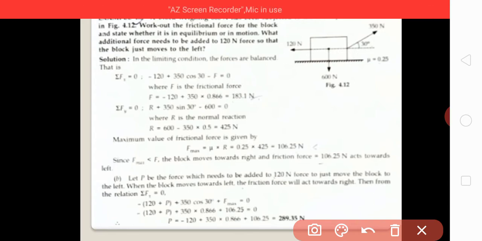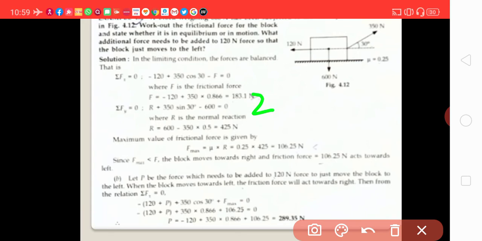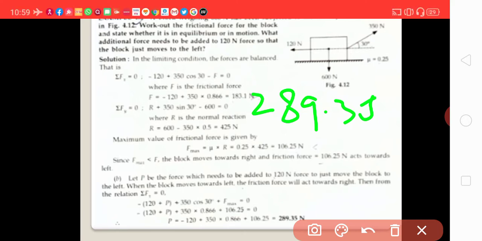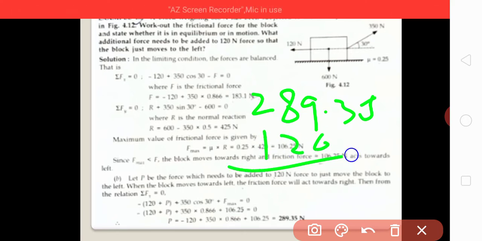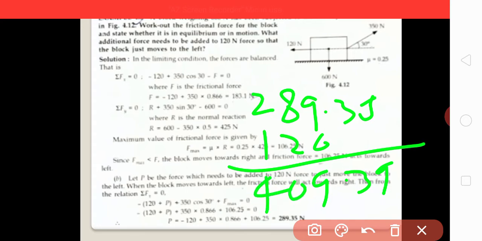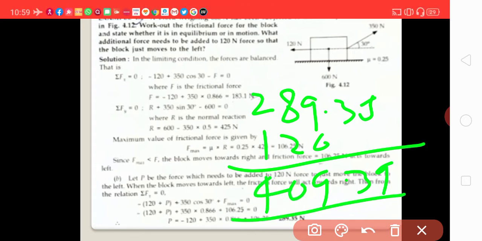Means the total force becomes 289.35 plus 120, that is 409.04. This much force you will require so that the block starts moving towards the left side this way.